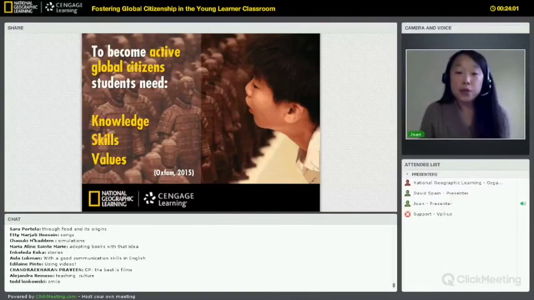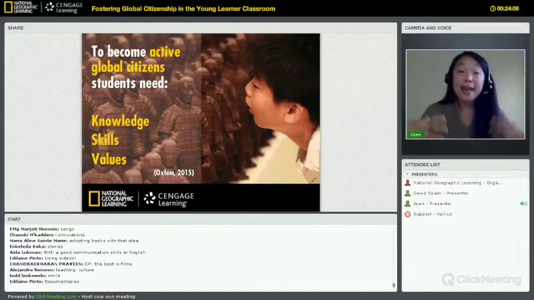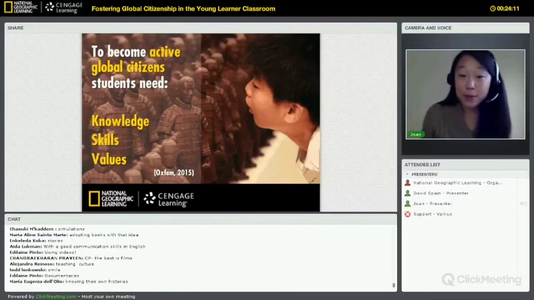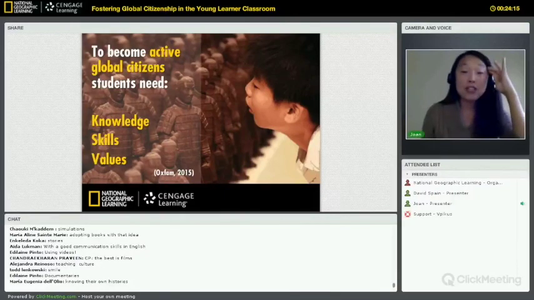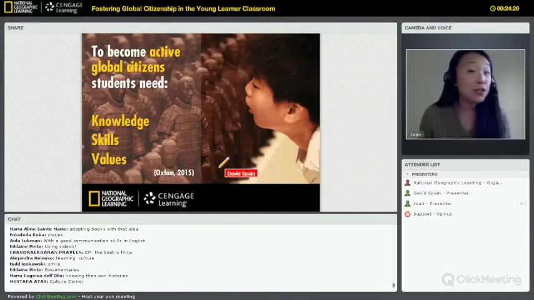Okay, so moving on, something that we need to think about is how to encourage our students to become better global citizens. Now that also means to become active global citizens. And to do that, our students need knowledge.